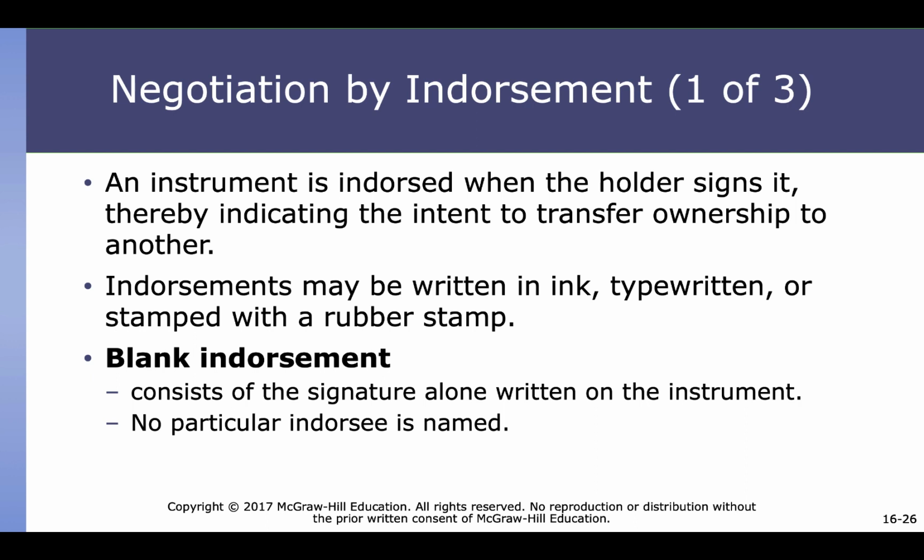All right, so an instrument, like we have said, is endorsed when the holder signs it and indicates the intent to transfer ownership to someone else. Endorsements can be written, typewritten, or stamped. You can also have a blank endorsement, and we talked about that with a check. It's just the signature alone on a written instrument. So no endorsee is named. This is a very broad endorsement, and like we mentioned, if you have a check and you endorse it that way, if you lose it, whoever finds it can cash it, and they have the legal right to do so.